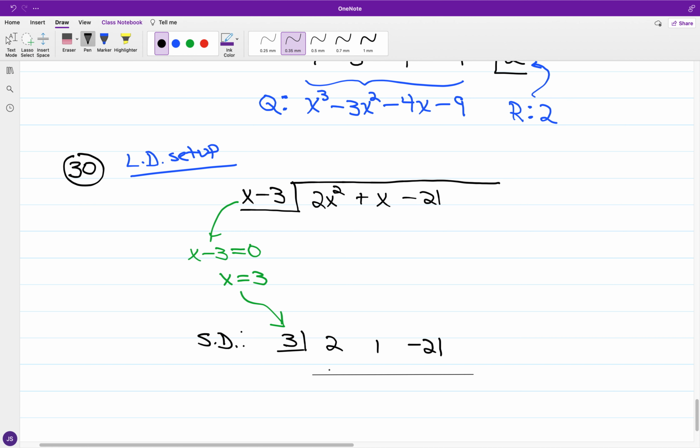So we have in the process, 2 is brought down. 3 times 2 is 6. 1 plus 6 is 7. 3 times 7 is 21. And we have negative 21 plus 21 is 0.